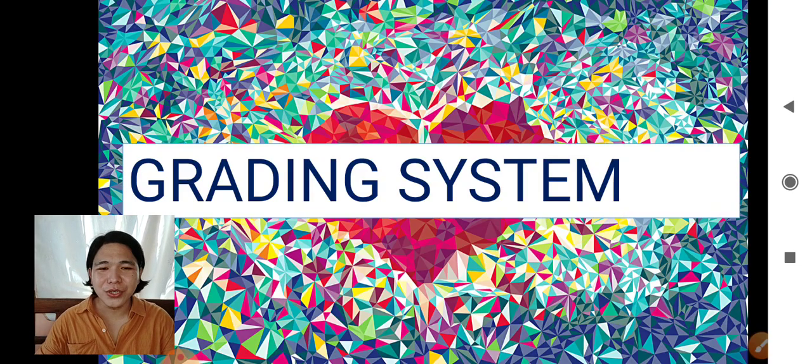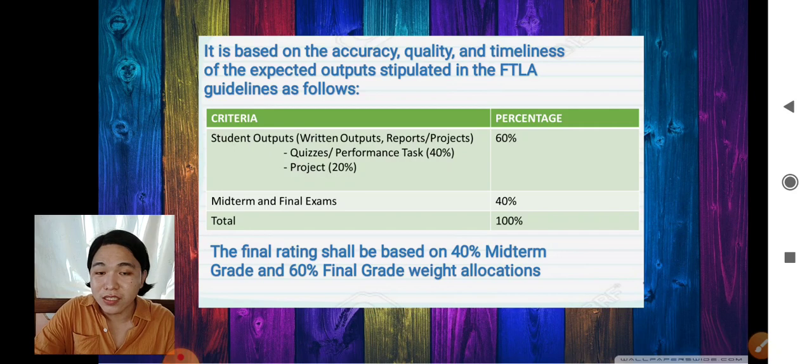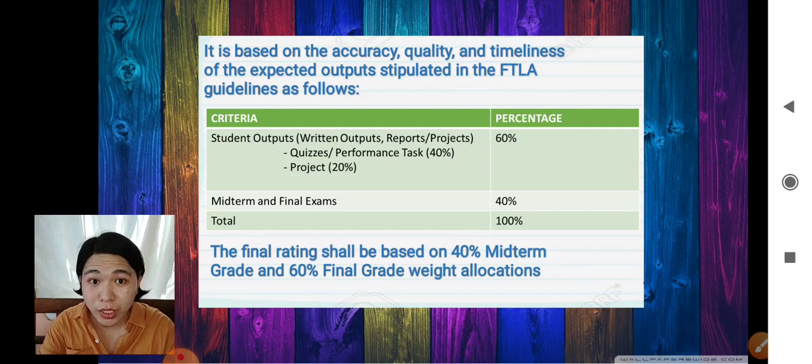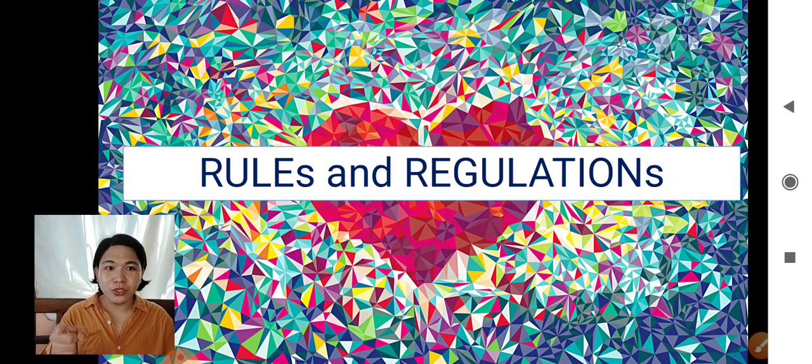And of course, let me orient you with our grading system. The same with the previous semester, we have this 60-40. But right now, the 60% is subdivided into quizzes as well as projects, because in our subject, we will be dealing more with artworks and performance tasks. And of course, term exams are 40%. We now have these rules and regulations, because in our subject, you need to abide by the things that are stipulated in here.